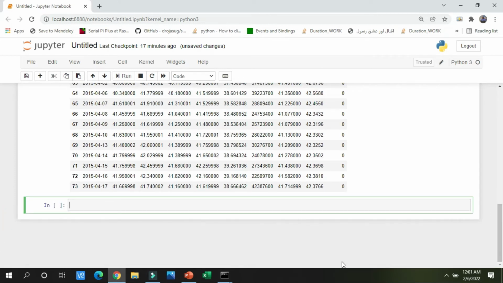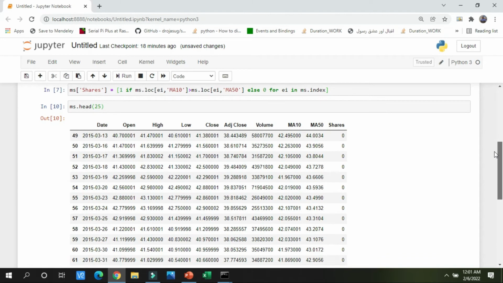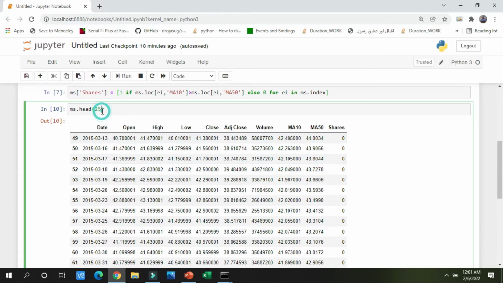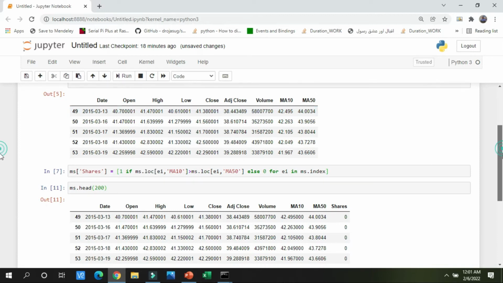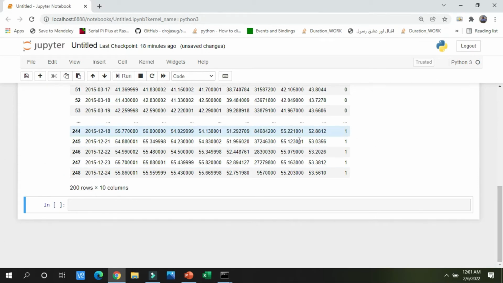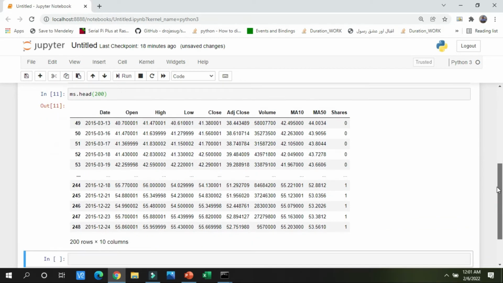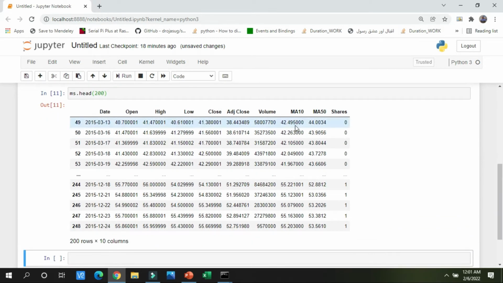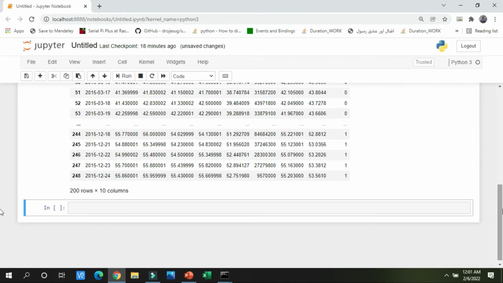Now we have created the shares column, and in the share column we can find 0s and 1s. Let me see some 200 values. Okay, so we can get the satisfaction. Yes, you can see here in the 244, 245 values, the MA10 is greater than MA50, and you can find 1 here. 1s mean we buy and hold the share of stock, or in simple words, we have gone long the share of stock. So let me move forward and talk about some other things.